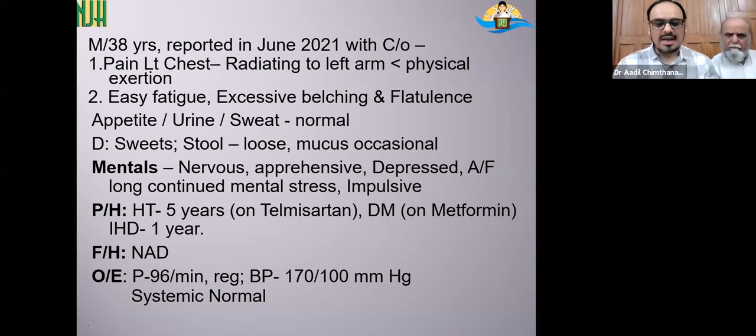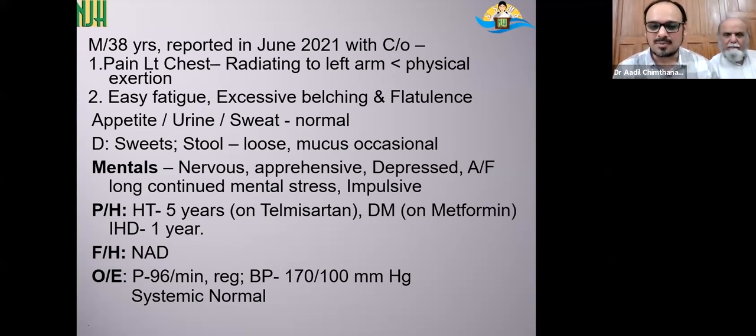So let's talk about this case. He's a 38 years old male, reported on June 2021, complains of pain in the left chest, radiating to the left arm, aggravated by physical exertion, easy fatigue, excessive belching and flatulence. His appetite, urine and sweat were normal. There was excessive desire for sweets. Stool was loose and occasional mucus he used to pass.